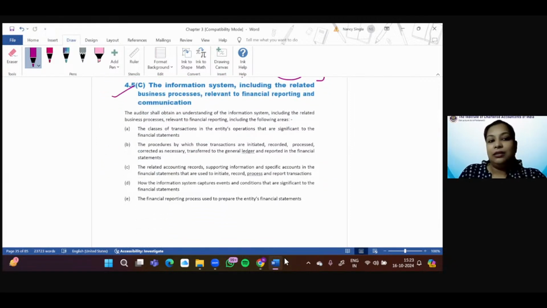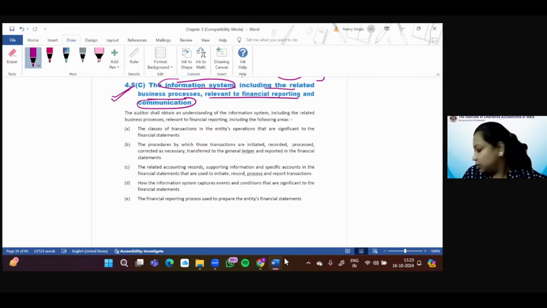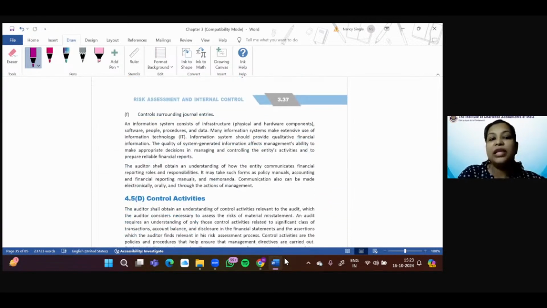Then see, the third point is what? Information system. See, where will the internal control be implemented? On the information system, so that the financial reporting or the communication is proper, right? So the third point is information system, including the related business processes relevant to financial reporting and communication. So there are 2 points. Second one is relating to communication. First is relating to information system.